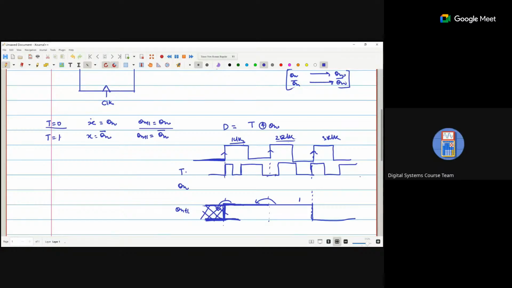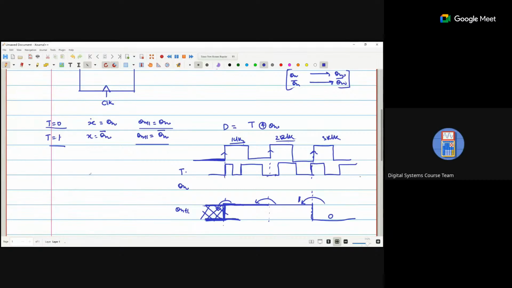For the third clock pulse, T is one. So when T is one, what is the output? Qn plus one will be Qn bar. So what is the output of the previous? That is one. So it will be toggled, so it becomes zero. Okay, sir, got it.